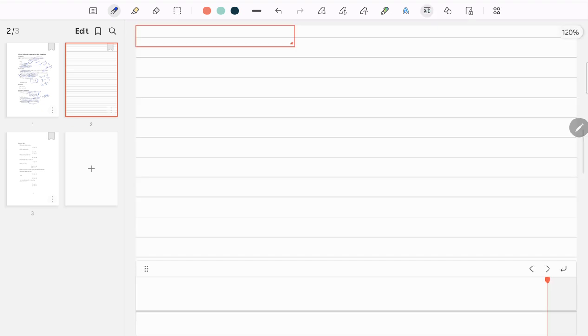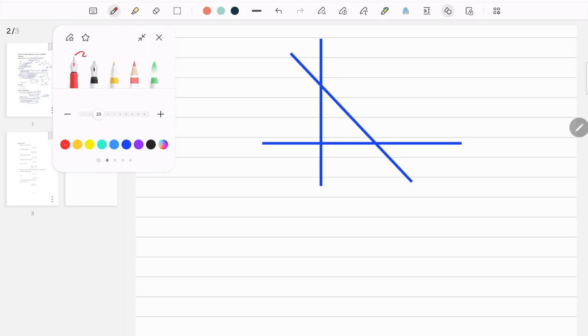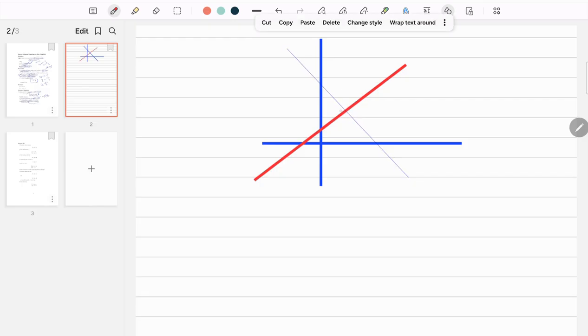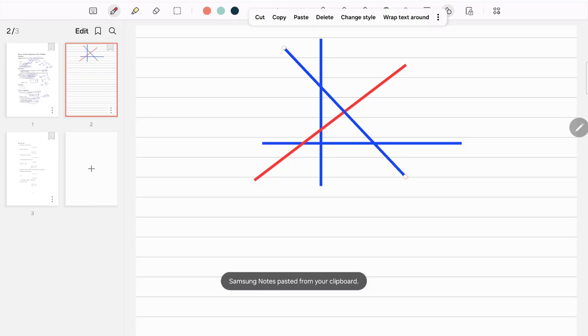Let me check it. Let this be our axis. Now if one line is like this and another line is like this, they will intersect at this point. If they intersect at only one point, there is only one solution.